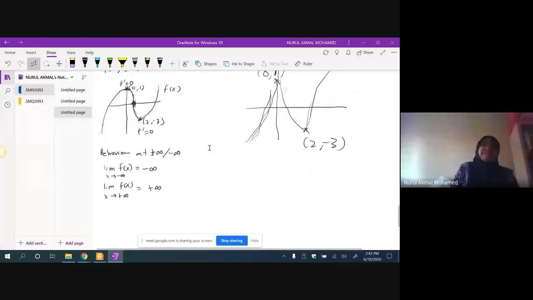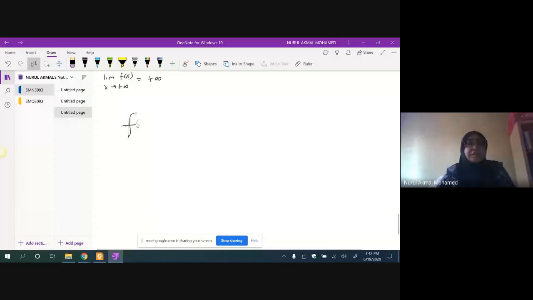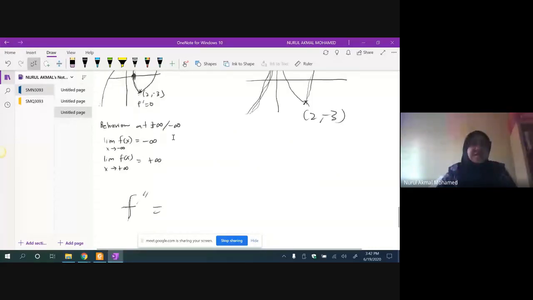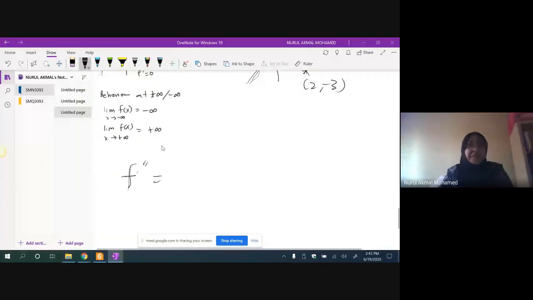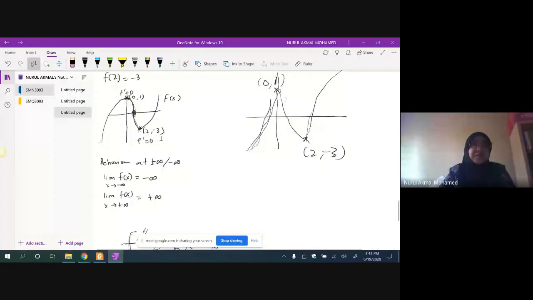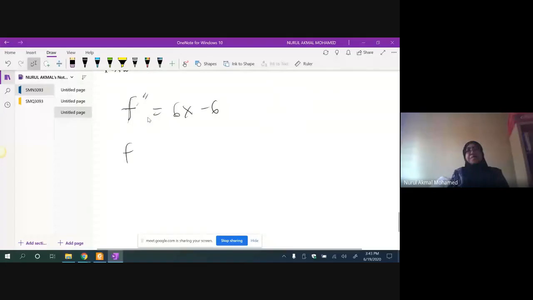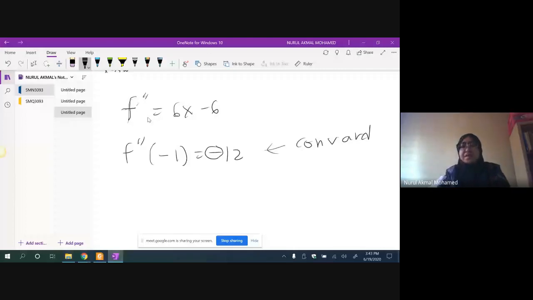So f double prime will be, what is the f prime here? f prime is 3x squared minus 6x. So f double prime will be 6x minus 6. Now we want to check for the interval x from negative infinity up to zero. You can check with f double prime of negative 1. You substitute it here and you will get negative 12, which is a negative value. It means that it is concave downwards. How do you spell this? Concave.